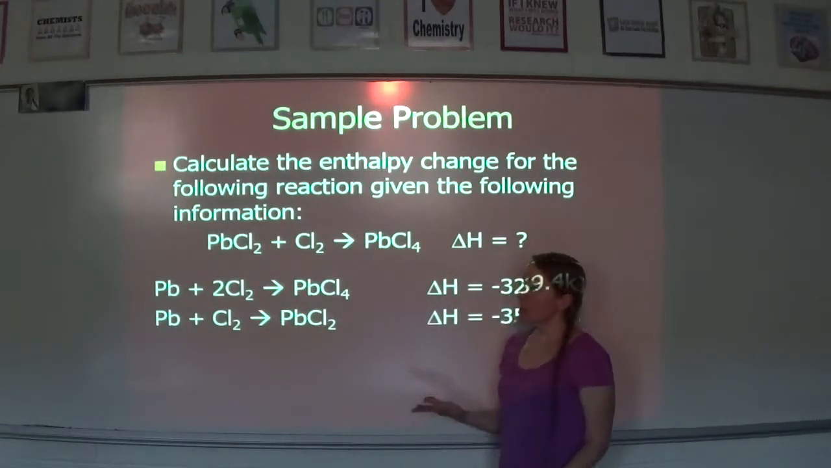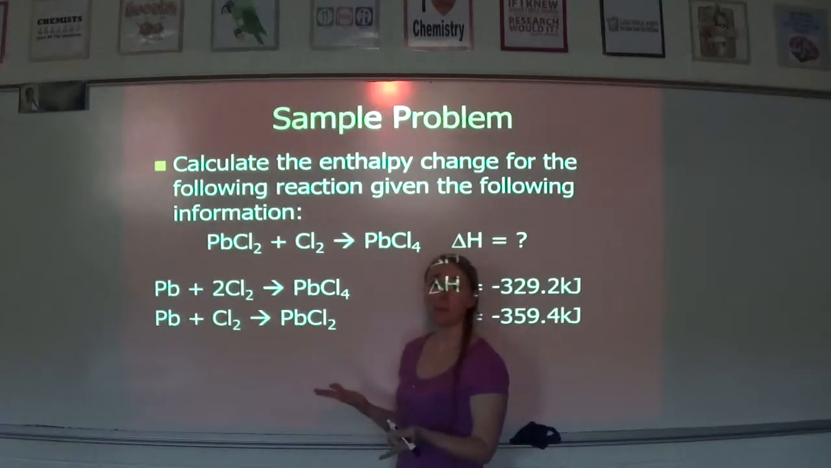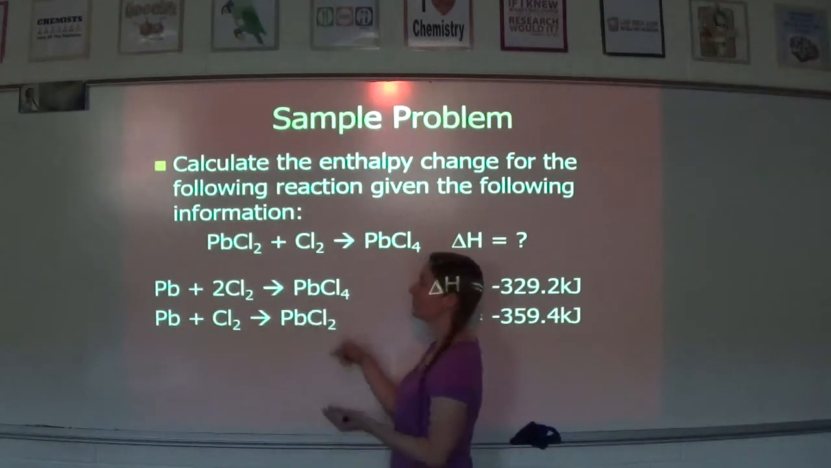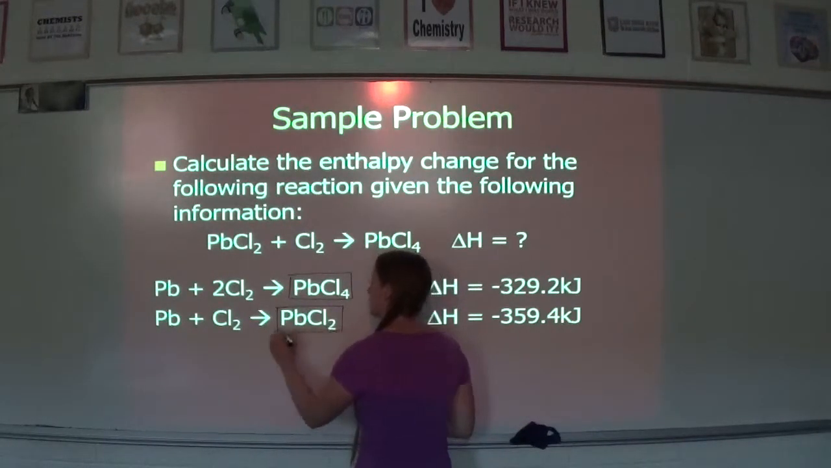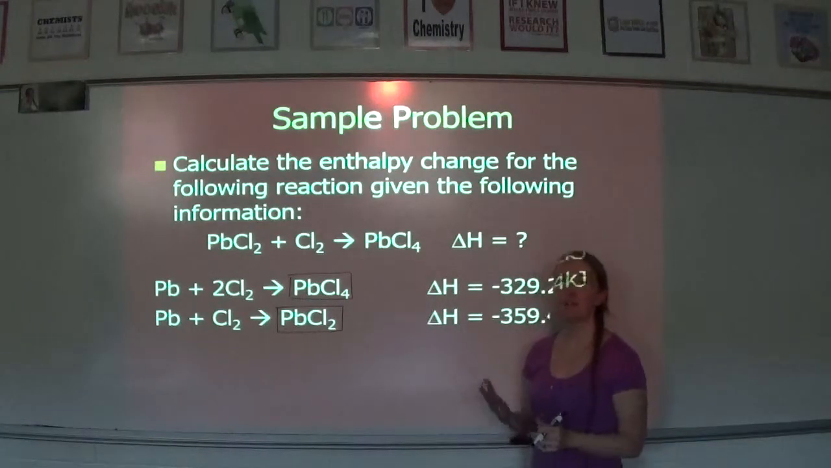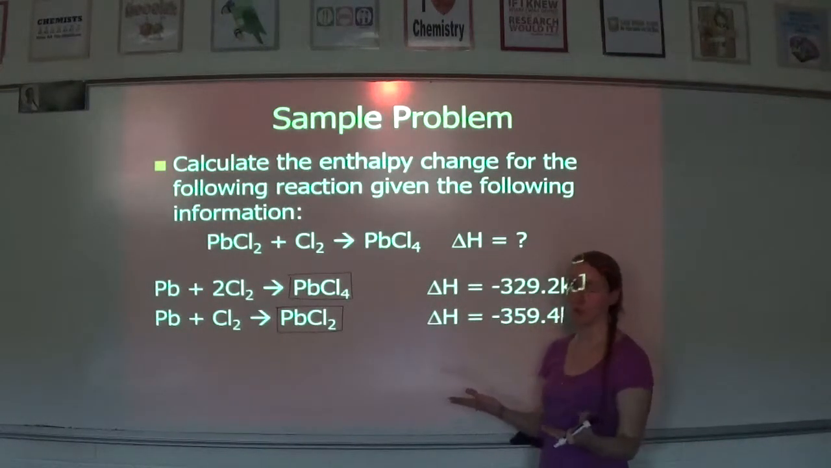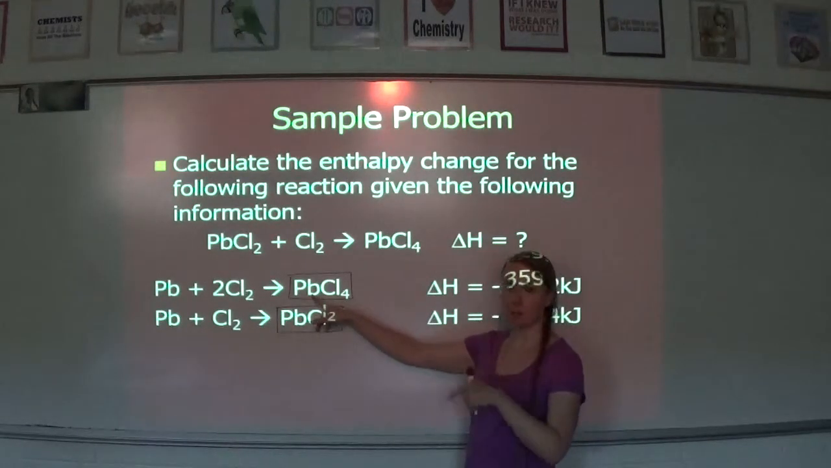So the first thing is you need to determine what you should look at in each reaction. What I always like to do is find something that doesn't happen in both reactions. So see how they both have Pb, they both have Cl2, but only this reaction has PbCl4 and only this reaction has PbCl2. I like to find those unique substances because then I can tell what I am supposed to do with them.